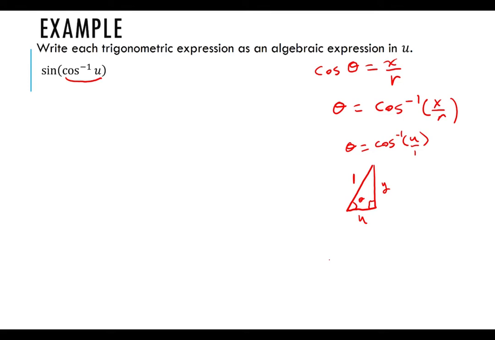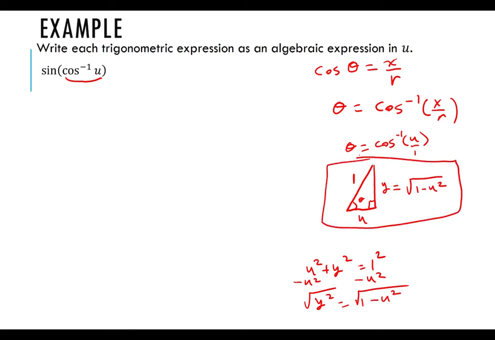And I can find y as u squared plus y squared is equal to 1 squared via the Pythagorean theorem. Therefore, solve for y squared, subtract u squared, I'm going to get y squared is equal to 1 squared, which is of course just 1, minus u squared. And we want to take the square root of both sides, and so that means that y is equal to the square root of 1 minus u squared.